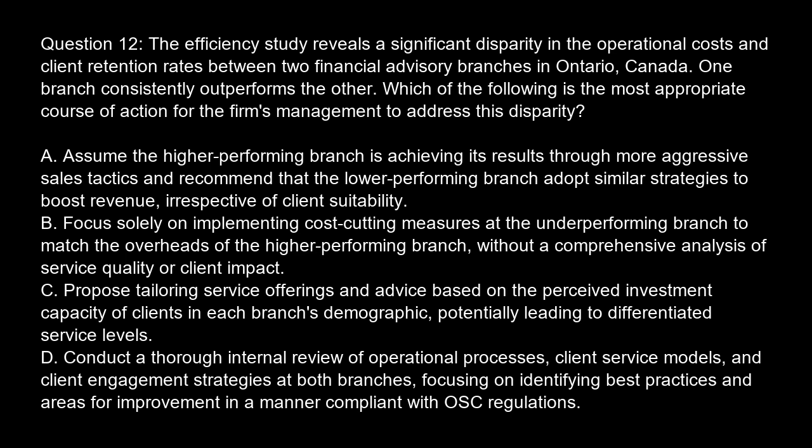Option A. Assume the higher-performing branch is achieving its results through more aggressive sales tactics and recommend that the lower-performing branch adopt similar strategies to boost revenue, irrespective of client suitability. Option B. Focus solely on implementing cost-cutting measures at the underperforming branch to match the overheads of the higher-performing branch, without a comprehensive analysis of service quality or client impact.